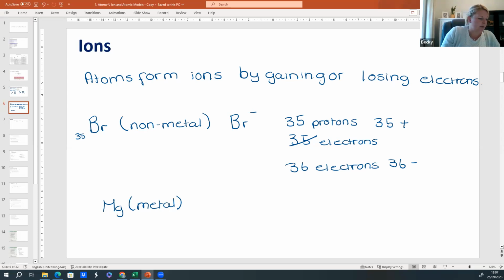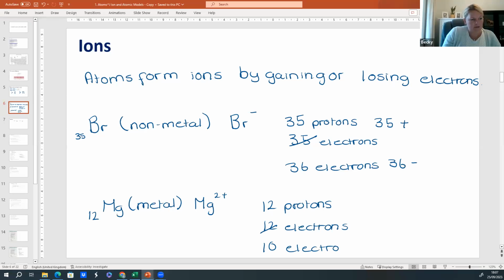Okay, so magnesium is 24 and 12. It will become Mg2 plus because it originally has 12 protons, 12 electrons, but it's lost 2 electrons, so it goes down to having 10 electrons. So 12 positive charges, 10 negative charges, and therefore becomes that 2 plus ion.